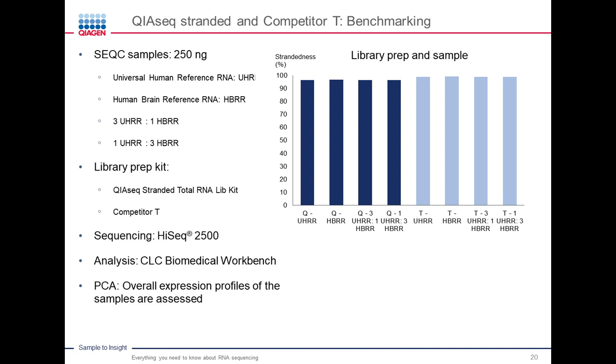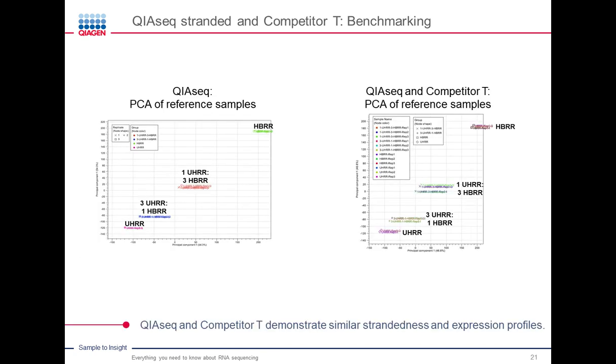So for strandedness here, strandedness is just, like I was mentioning, you want to know what strand your library prep is coming from. And typically speaking, you want this to be at about 95 or 96% and above. And both the QIAseq kit and competitor T are in this range. So what it shows you is even though there are 2 different ways to derive strandedness, both basically accomplish their goal of deriving strandedness.